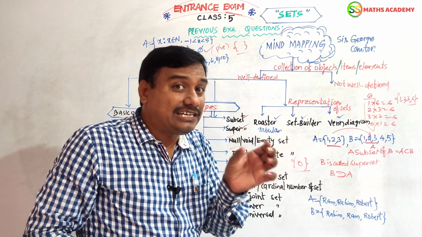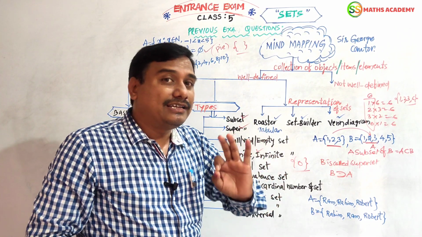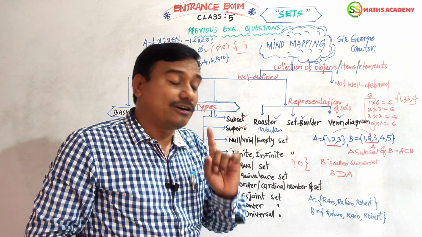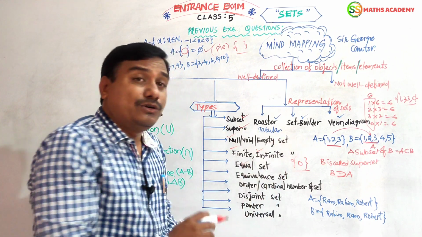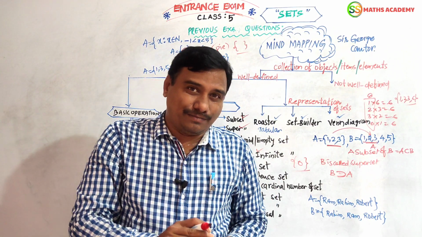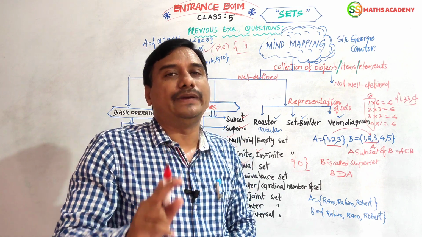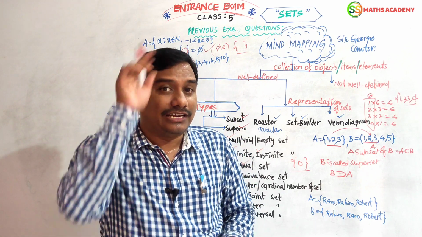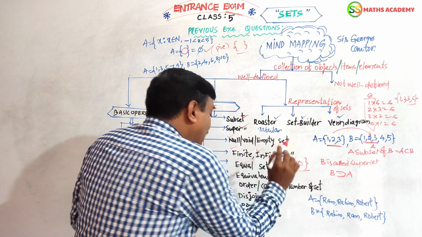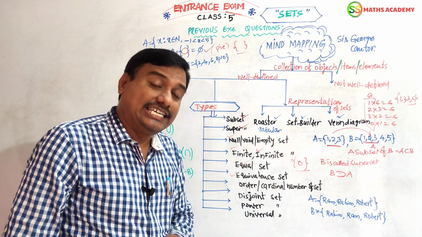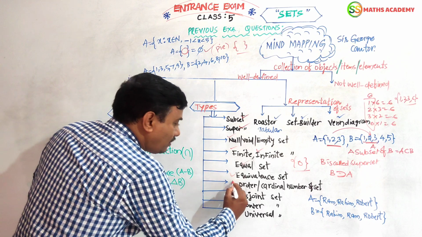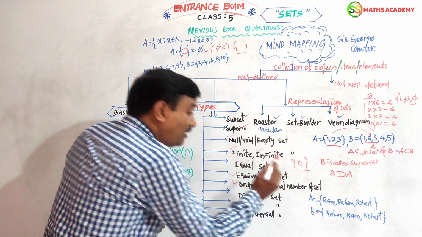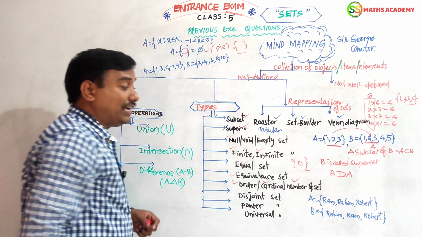That means exactly the same elements, with both the elements and their number the same. Then it is called an equal set. If only the number of elements is the same, for example A equals 1, 2, 3 and B equals a, b, c, where only the count 3 and 3 is the same, then that type of sets are called equivalent sets. Equivalent sets.